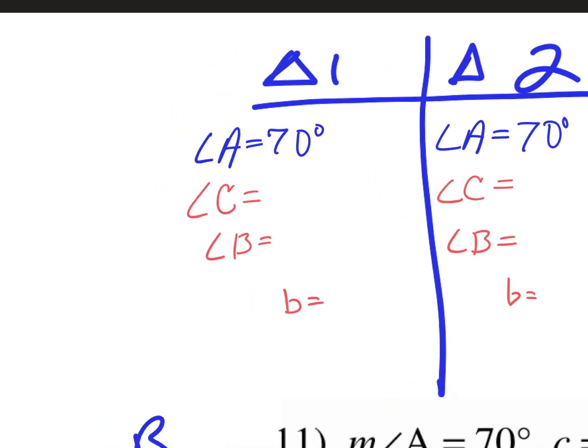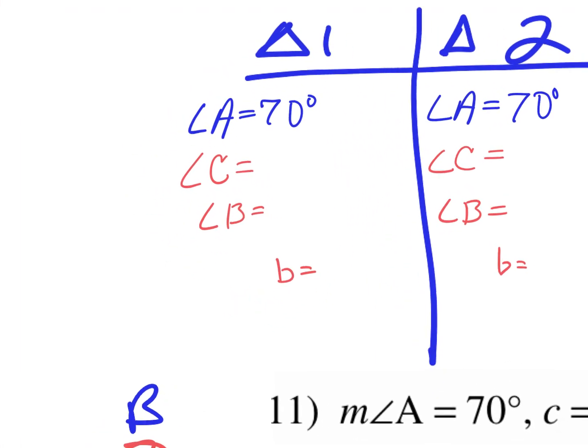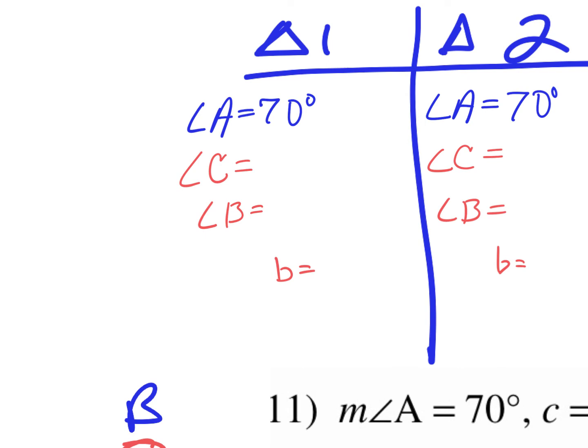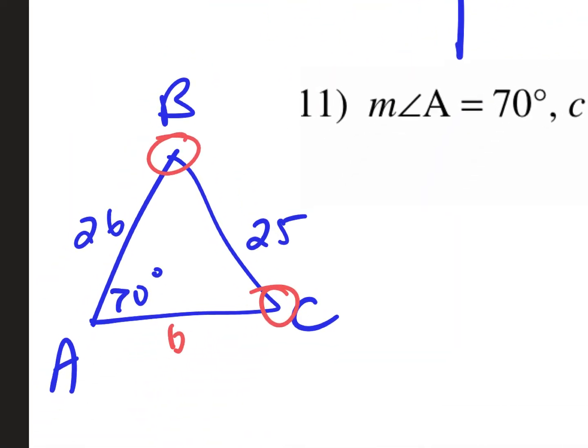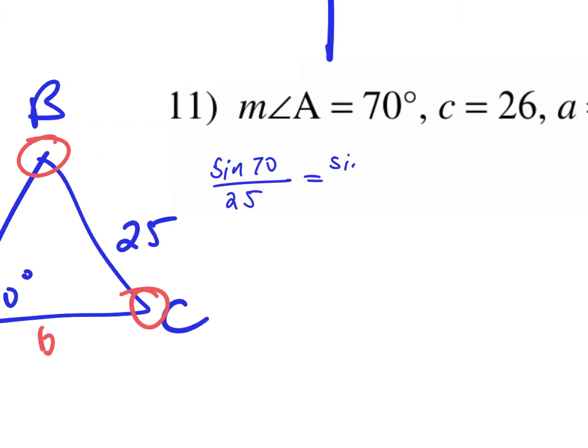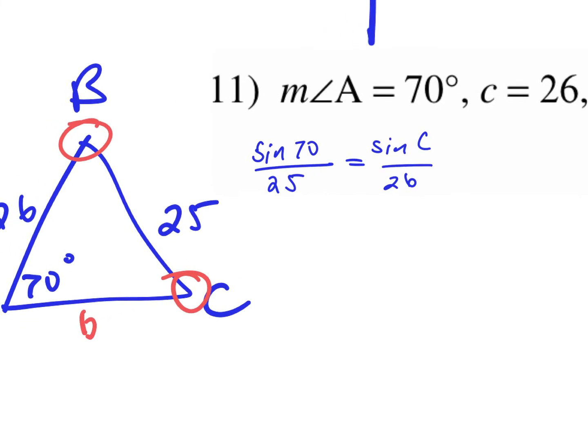Here we go. What do I need to find? What do I need to do? Let's find C. What proportion do I already have? I already have the side and angle measure for A. So I have sine of 70 over 25 equals sine of C over 26. Agreed? Okay, what do we do?